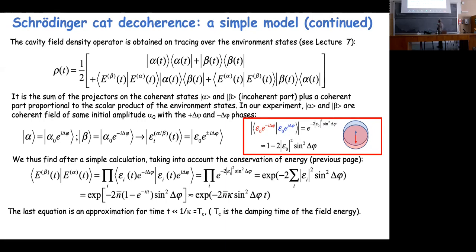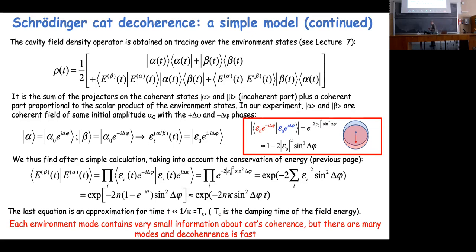And now you expand this at a time very short compared to 1/kappa, because decoherence would occur in a time very short compared to the damping time of the energy. And when you do that, you replace e^(-kappa tau) by 1 minus kappa tau. You get this quantity here, and you see that you have a decay of the coherence which is proportional to the photon number. You have a decay rate proportional to the photon number, and this is the important feature here.